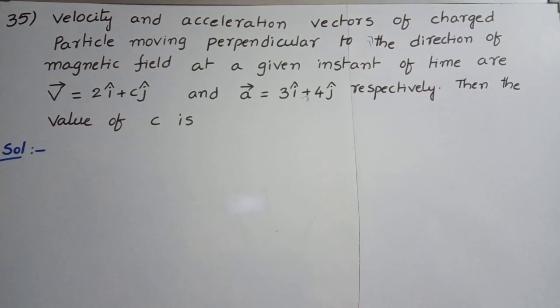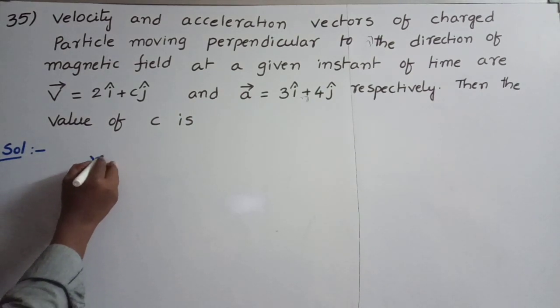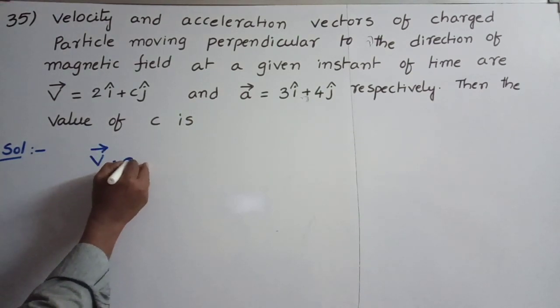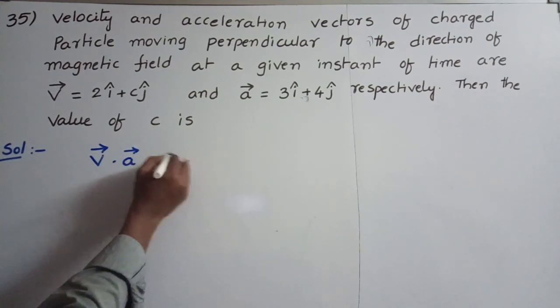Problem number 35. Velocity and acceleration vectors of a charged particle moving perpendicular to the direction of magnetic field at a given instant of time are v bar is equal to 2i cap plus c j cap and a bar is equal to 3i cap plus 4j cap respectively. Then the value of c is? In a magnetic field the direction of velocity and acceleration are perpendicular. That's why in this case the dot product of these two vectors is equal to 0. V bar dot a bar is equal to 0.